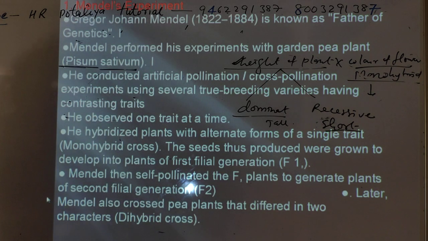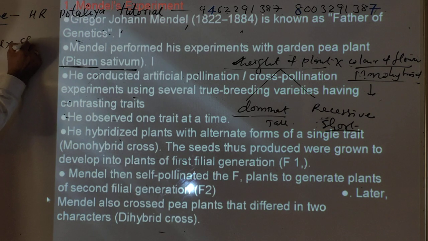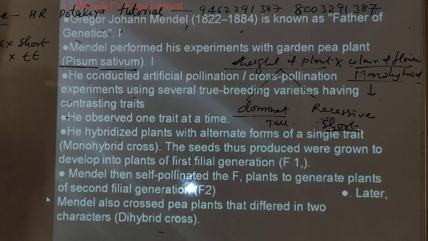F1 का क्रॉस F1 के साथ. ध्यान दें, for example हाइट में हमने tall cross with short, capital T cross with small t. या ये प्लांट है आपके पास में, ये हाइट में और ये दूसरा प्लांट है वो short है, इनके बीच में क्रॉस करवाया, ये आपके पास में Parent 1 और ये Parent 2, और जैसे ही क्रॉस करवाया नया प्लांट बना, और जो नया प्लांट बना है इसमें दोनों ट्रेट रहेंगे, तो ये आपके पास में F1 generation है.